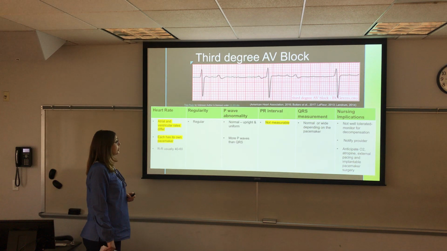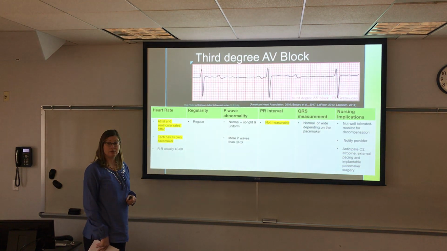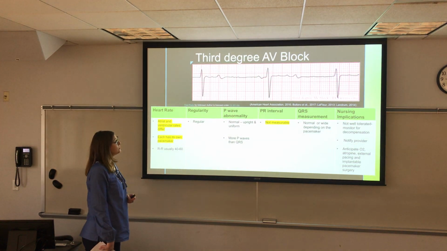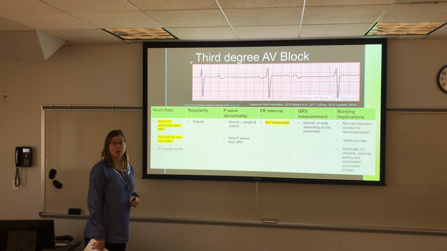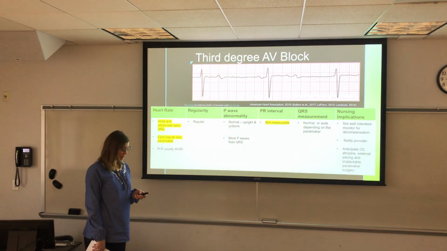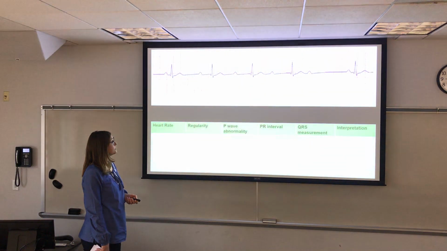The QRS measurement could be normal or wide, again depending on the pacemaker. The nursing implication for this rhythm is that it's not well tolerated by patients. Your patients will usually be decompensating, so you would notify the provider. You're going to anticipate oxygen, atropine, an external pacemaker, and possibly getting your patient ready for surgery for a permanent pacemaker.